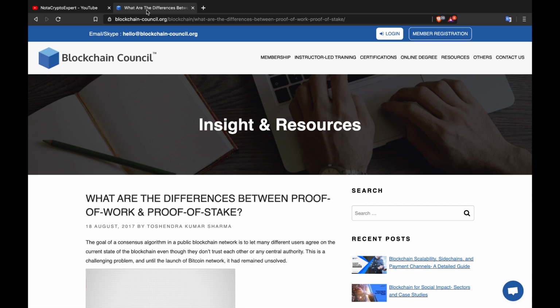which comes to us from blockchain-council.org. And this is, what are the differences between proof of work and proof of stake? And the author, this was actually published August 18th, 2017 by Toshindra Kumar Sharma.